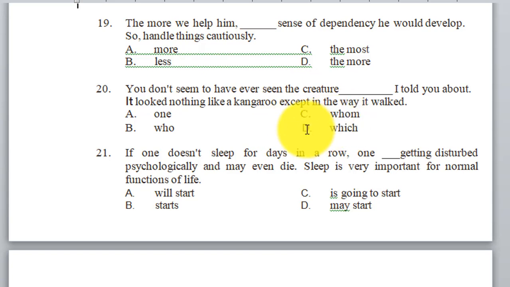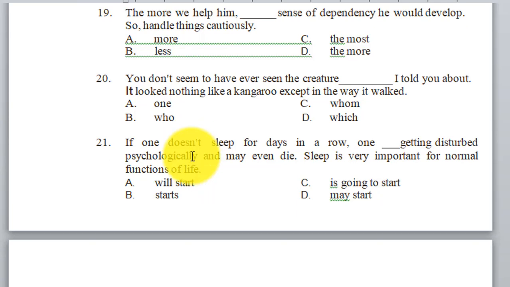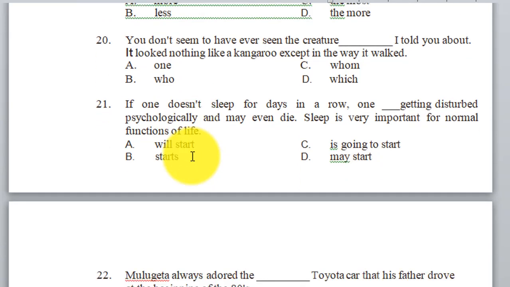Yeah, exactly right. The next question: if one doesn't sleep for days in a row, so what will be the right word? This is a grammar question. Look here: if one doesn't sleep for days in a row, one getting disturbed psychologically. So what's the answer here? One start.